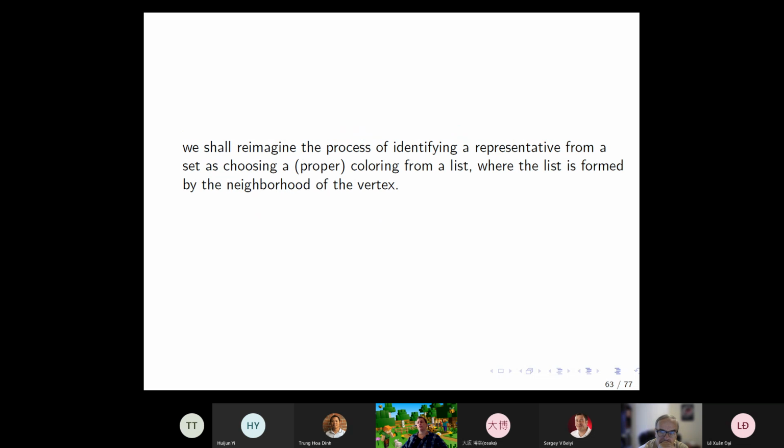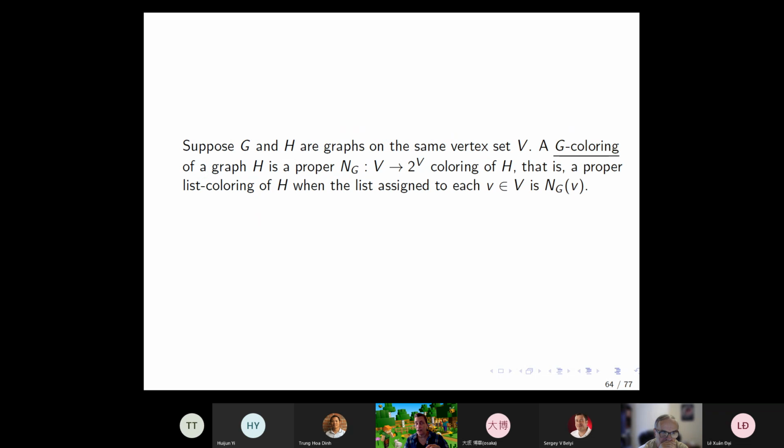So we'll reimagine the process of identifying a representative from a set as choosing a proper coloring from a list where the list is formed by the neighborhood of the vertex. This is very similar to the representative set, but it's a little bit looser because you can reuse a color as long as they're far enough away. So a G-coloring of a graph is a proper coloring, but instead of picking random lists or lists you buy at Walmart, we're going to define our lists to be the neighborhoods.